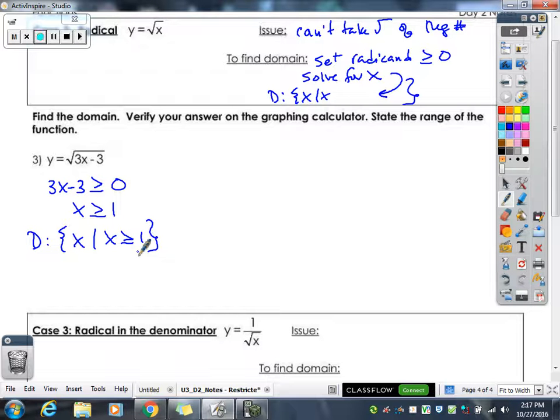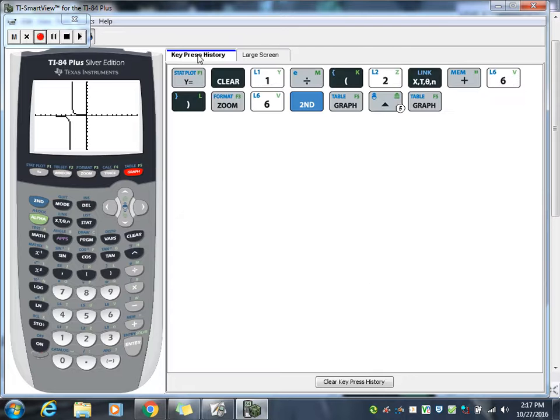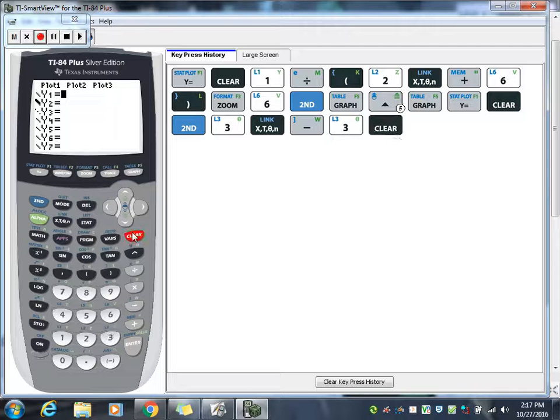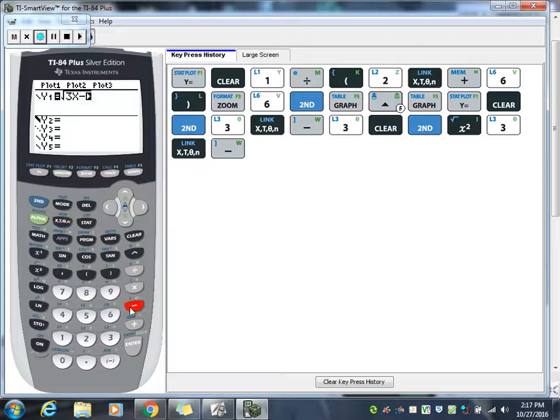And first we're going to sketch the graph before we state the range. So on your homework, when it asks to state the range, you need to sketch the graph first. So let's go to our y equals, clear out the previous example. Second square root, 3x minus 3. All right, that was the second function. Second square root, 3x minus 3. Press graph.